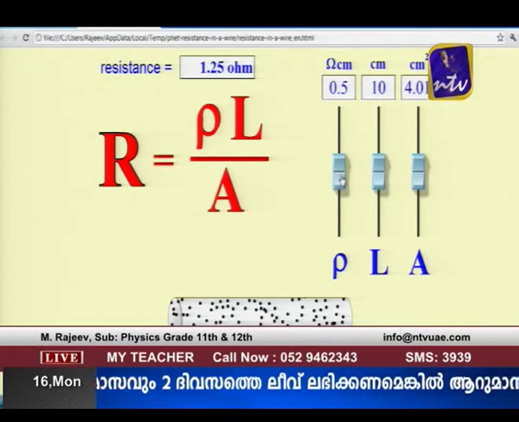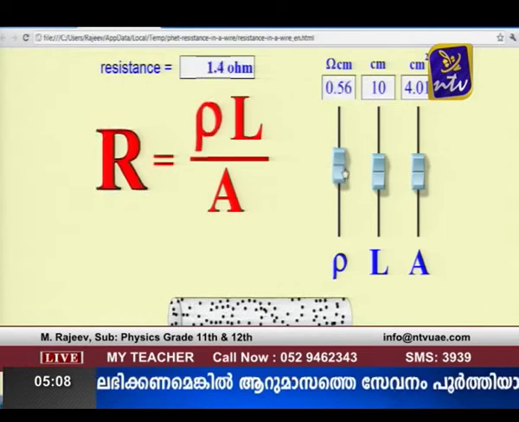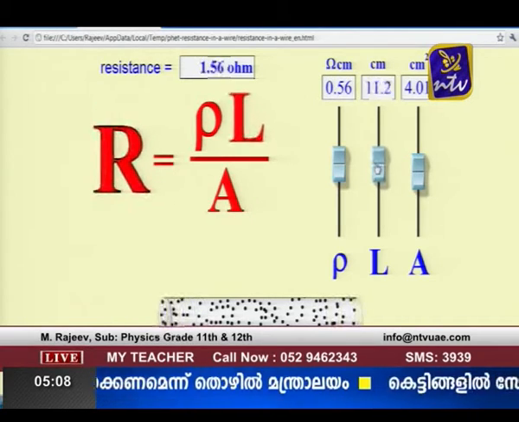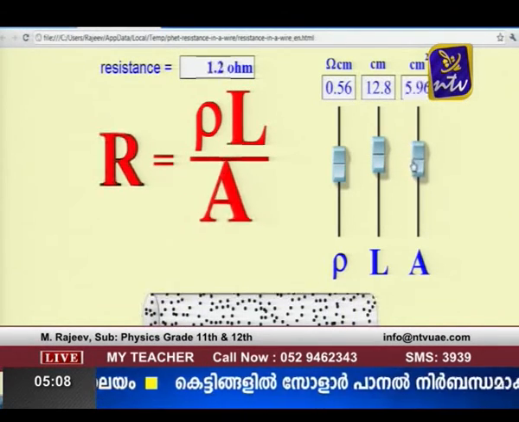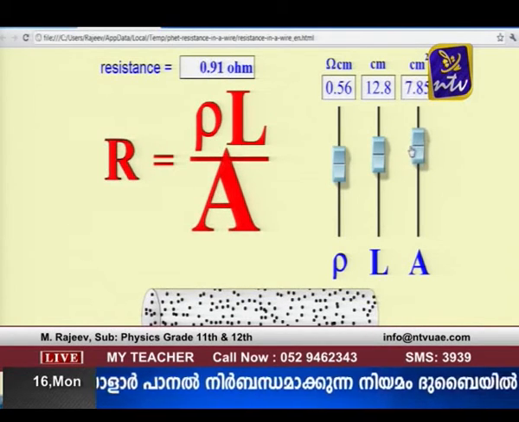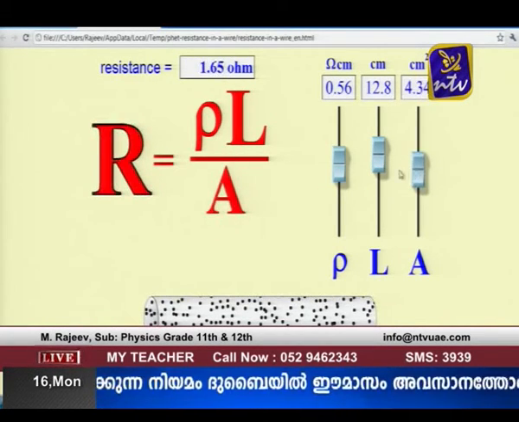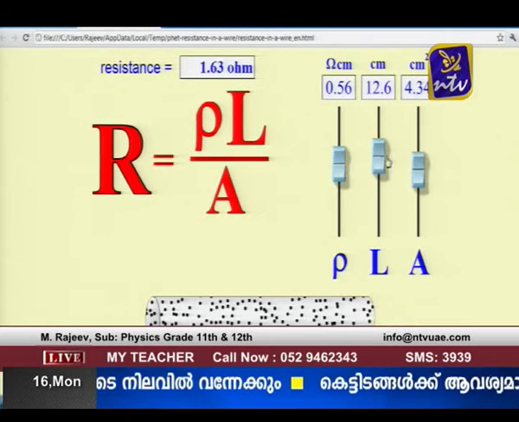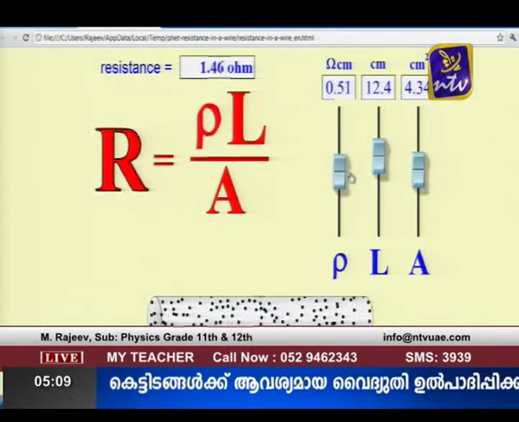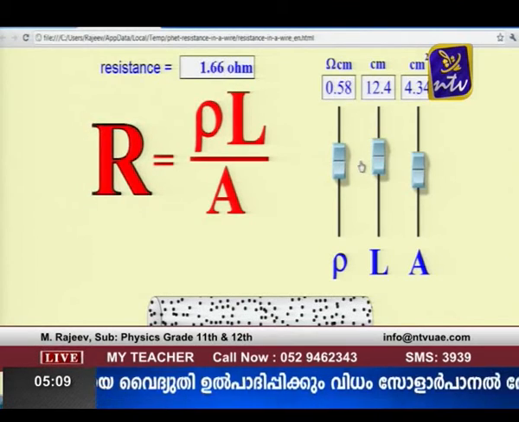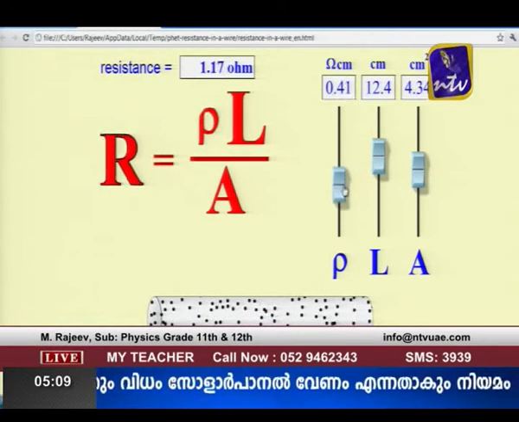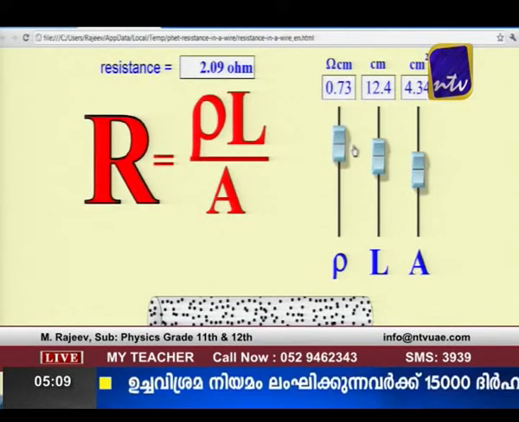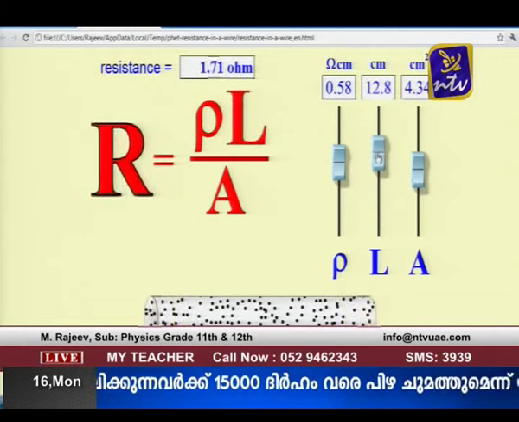If you increase the resistivity, the specific resistance of the material, resistance also increases. If you increase the length, resistance also increases. If you increase the area, the resistance decreases. That is, resistance is inversely proportional to area, whereas resistance is directly proportional to length. But resistivity depends only on the material. For a given length and area of different wires, we will have different resistances. Resistivity increases, resistance increases. As length increases, resistance increases.